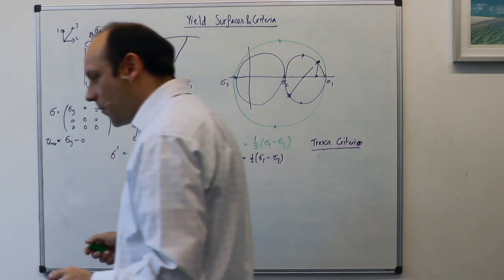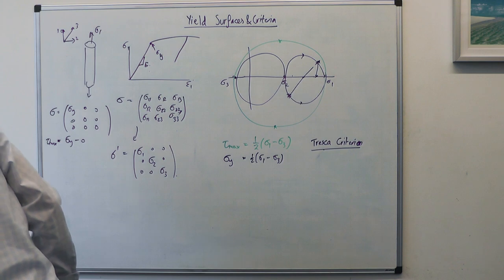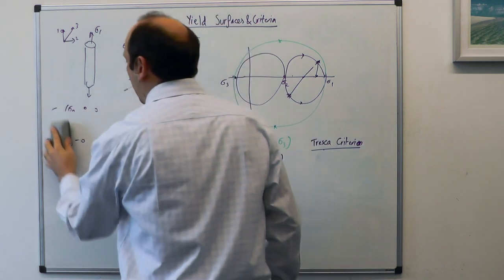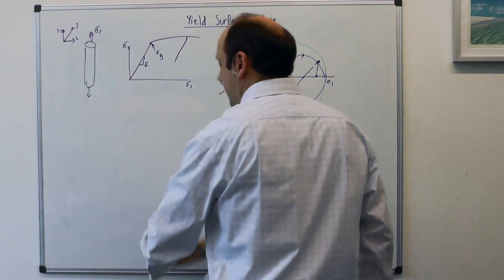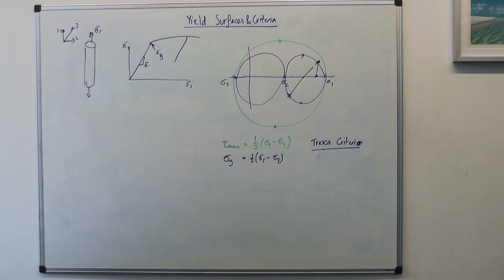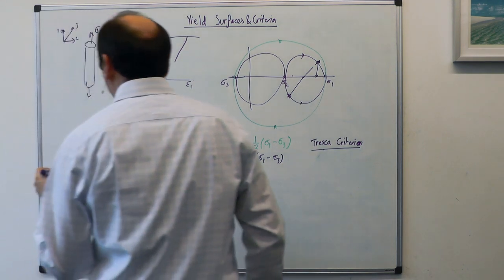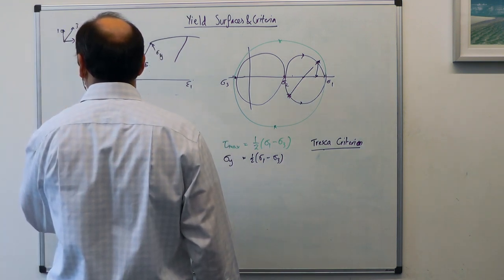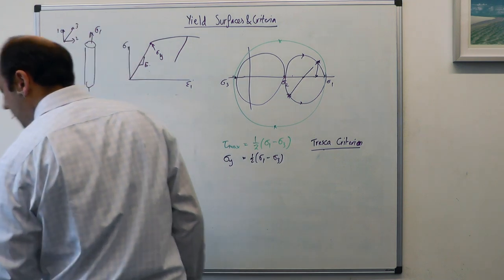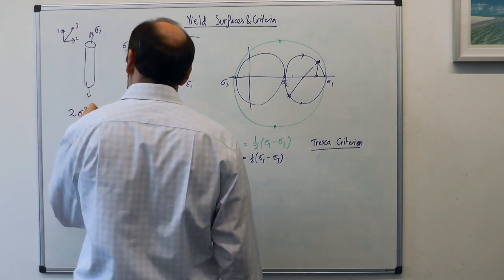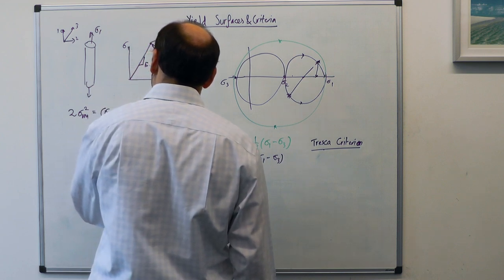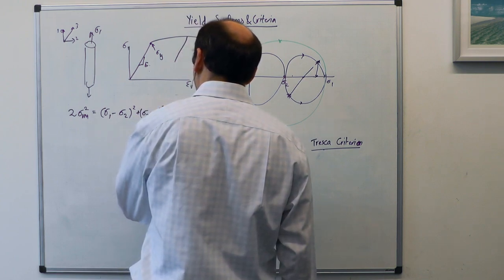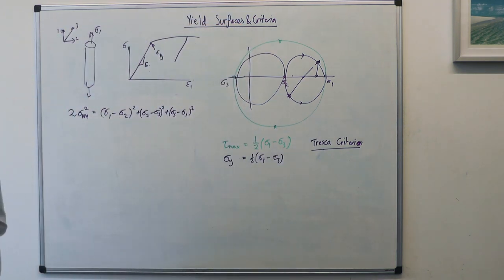Now, there's another way to make a yield criterion, which is after von Mises. And this is a bit more tricky. I'm just going to write it down. This is based on a stress invariant, and it is that twice the von Mises stress squared is equal to sigma 1 minus sigma 2 squared plus sigma 2 minus sigma 3 squared plus sigma 3 minus sigma 1 squared, where sigma 1, 2, and 3 are the principal stresses.